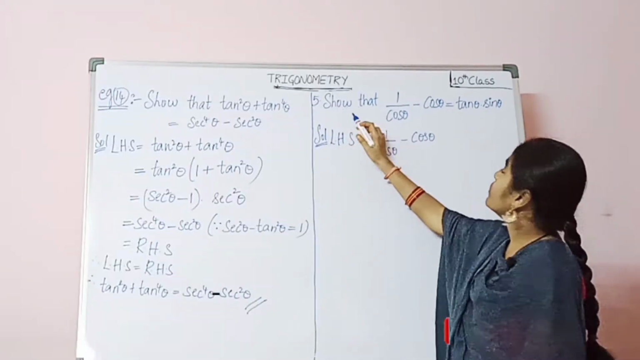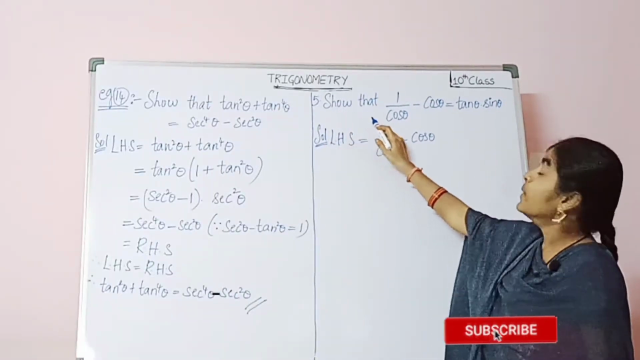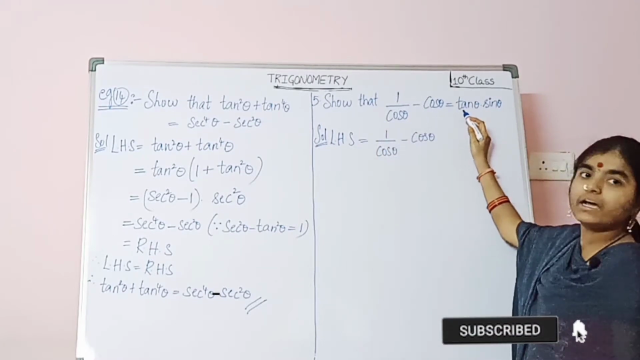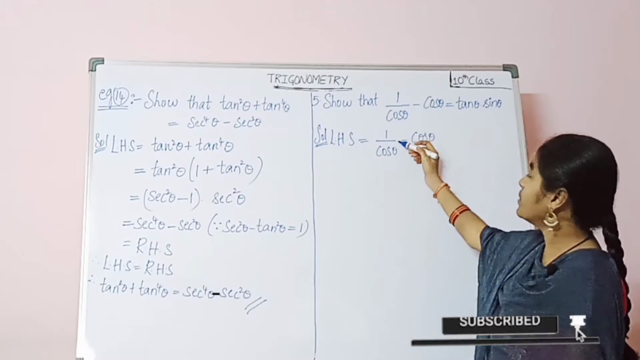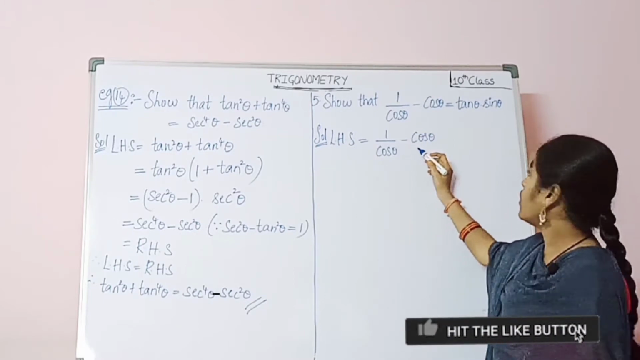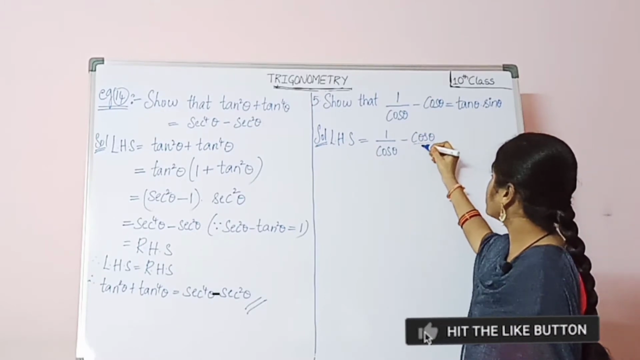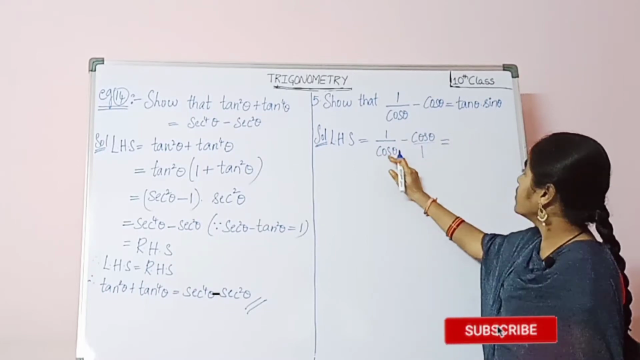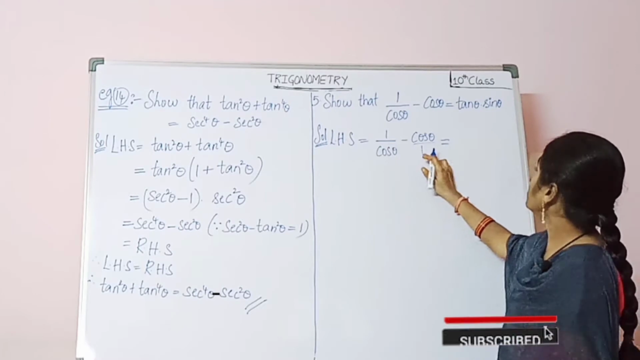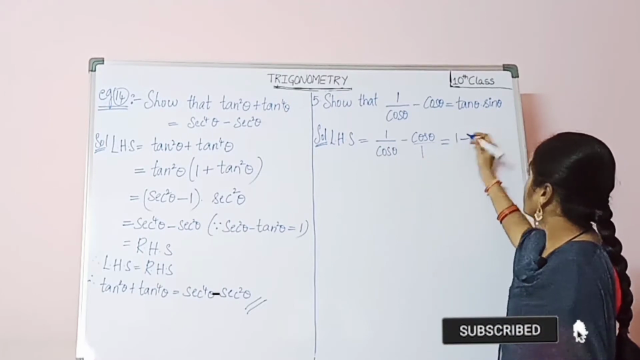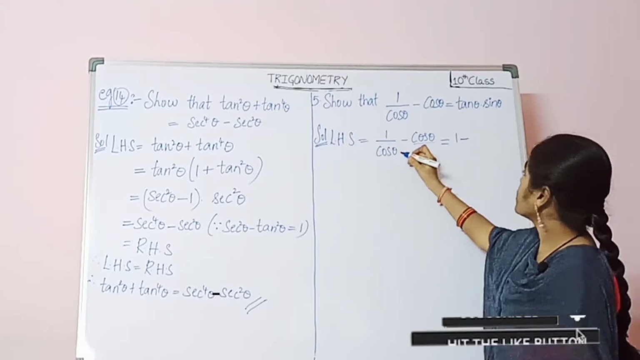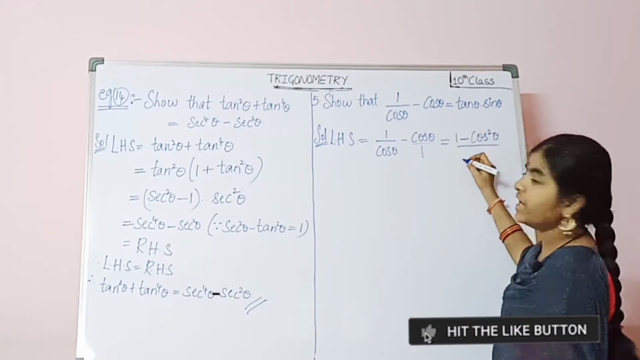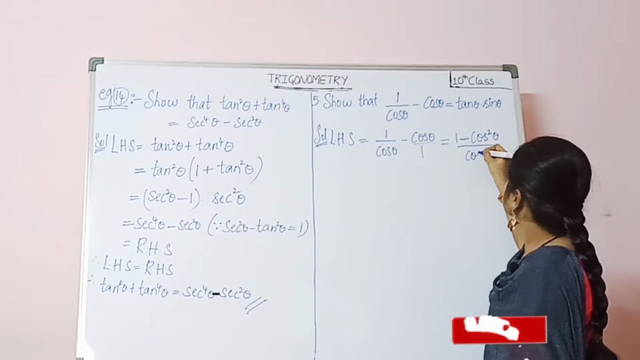Next, fifth question. What is given here? Show that 1 by cos theta minus cos theta equals tan theta into sin theta. What is LHS? 1 by cos theta minus cos theta. So, here we have to take LCM. That equals 1 minus cos theta into cos theta, that is cos square theta, by cos theta.